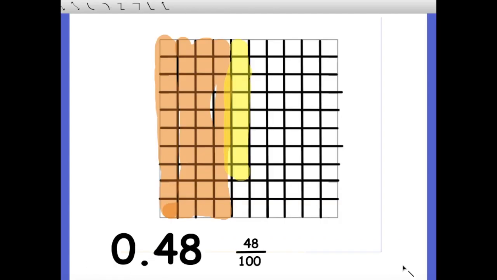We use decimals to show amounts that are less than one whole. So in this case, 48 hundredths, seen here in decimal form and here in fraction form, is only part of one whole square. As you see here, if we have one whole unit square divided into 100 equal parts, 48 of those parts are shaded in. 4 tenths, 8 hundredths, altogether is 48 hundredths of one whole square.